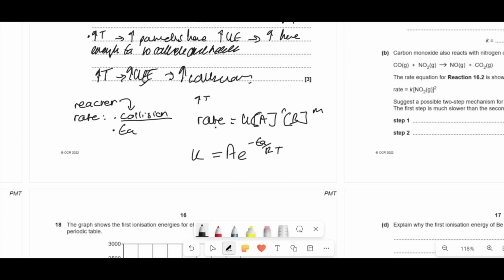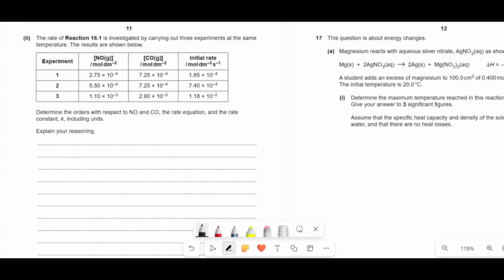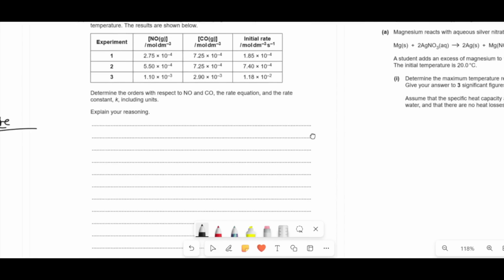So it's really important to take things at face value and understand just those little extra quirks, and that makes things a lot easier. So the rate of reaction 16.1 is carried out by 3 experiments at the same temperature, and the results are shown below. And that's also why they've told you that the temperature is the same, because that would screw up K. It says determine the orders with respect to NO and CO, and the rate equation and the rate constant including its units.